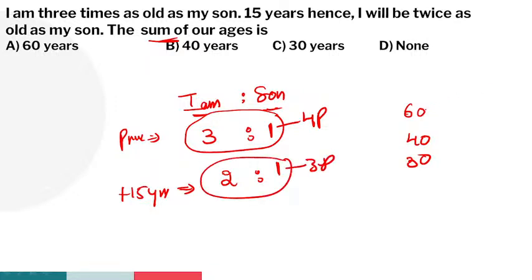What is the first option? 60. 60 is a multiple of 4. Yes, 4 15s are 60. Next, 60 is a multiple of 3. Yes, 3 20s are 60. That's why option 1 is the right answer, guys. Here, option 1 is the right answer. Check the remaining options also. 40. 40 is a multiple of 4. Yes. 40 is a multiple of 3. No, that's why wrong. 30 is a multiple of 4. No, that's why wrong. First option is the right answer.